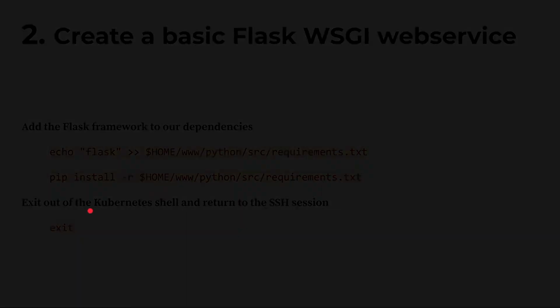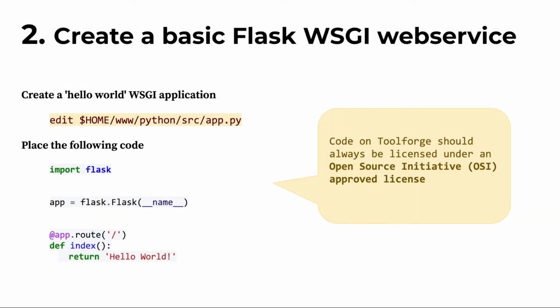For creating the Hello World application, we will create a new app.py file in the src folder, and then we will add this small file where we import the framework, we create a new application, and in the root route, we return the Hello World string. Remember that all code in Toolforge needs to be open source.